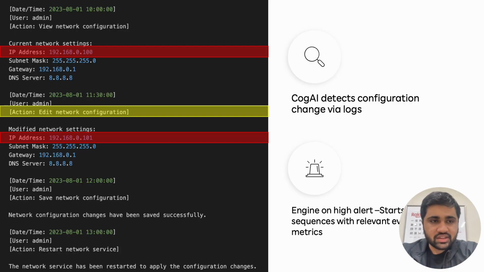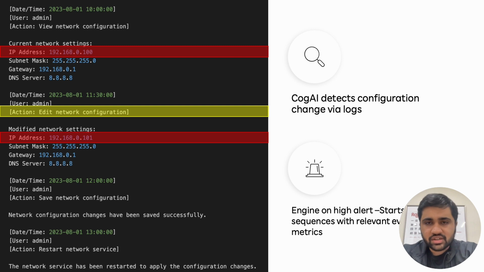So, in this example, the IP address of some server or some virtual machine was changed. It was edited. The network configuration was changed. And Cog AI intelligently detects these changes via logs. There's no extra configuration of the engine itself which is required. As long as you feed in the logs, the engine will find out that some configuration was changed in whatever capacity, and the engine goes on high alert.